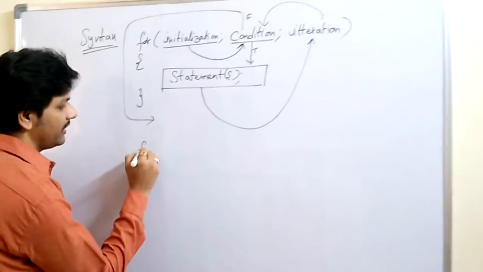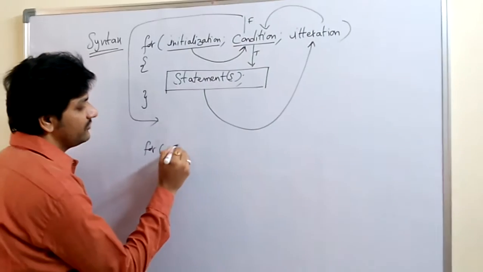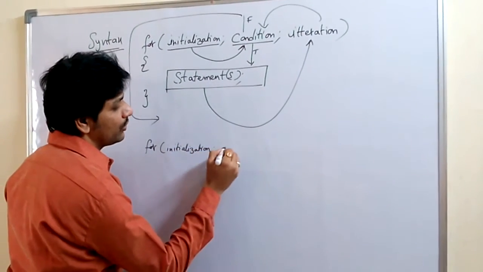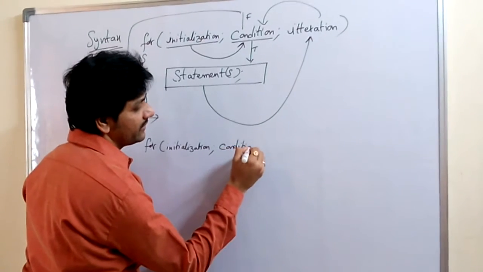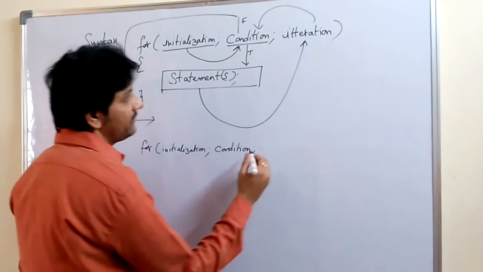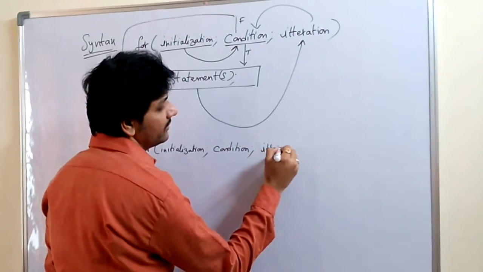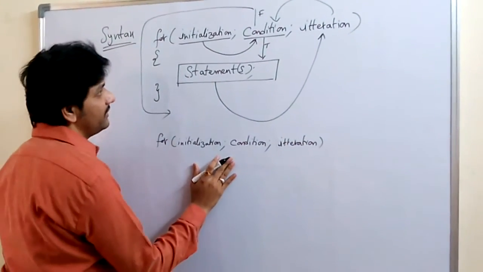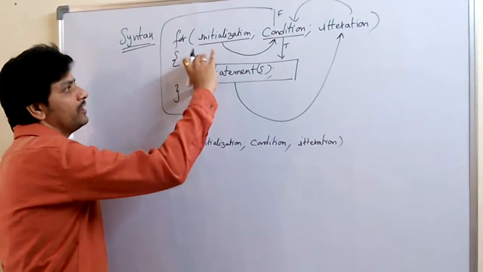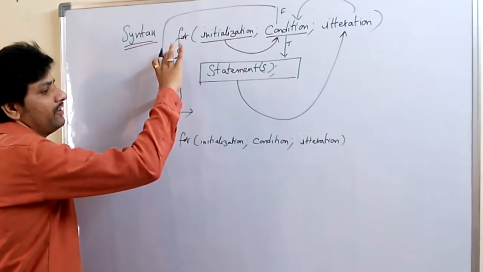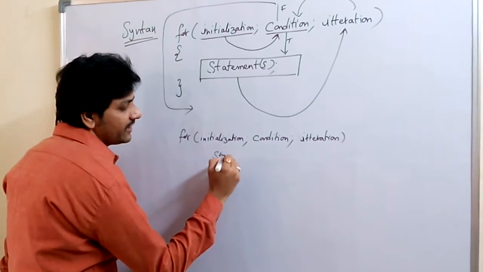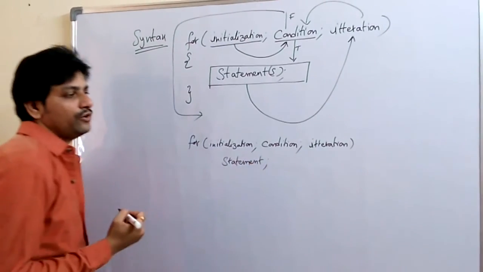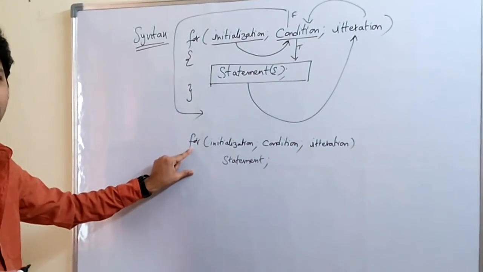Another syntax is the same: initialization; condition. You can write any number of conditions. Next, iteration. Generally, if there are two or more statements, then only we apply the flower brackets. If only one statement is there, no need to put the flower brackets here.